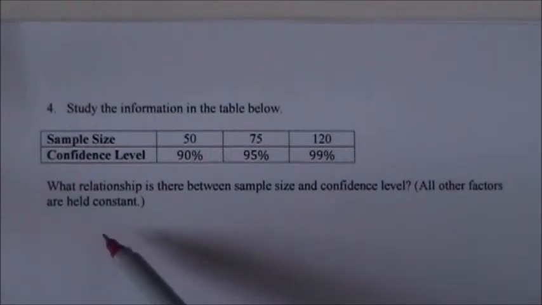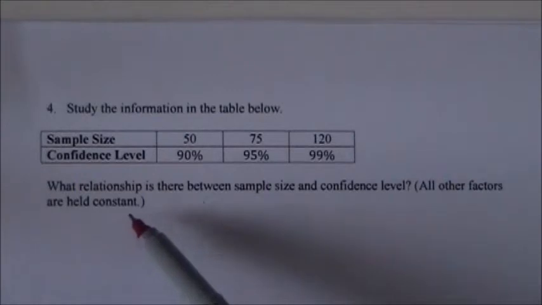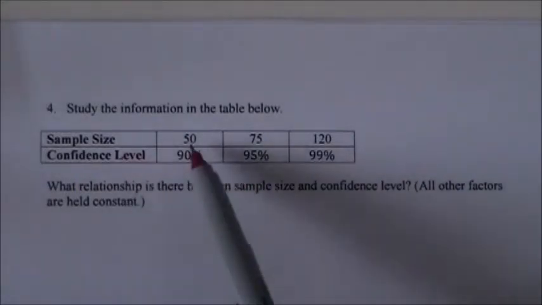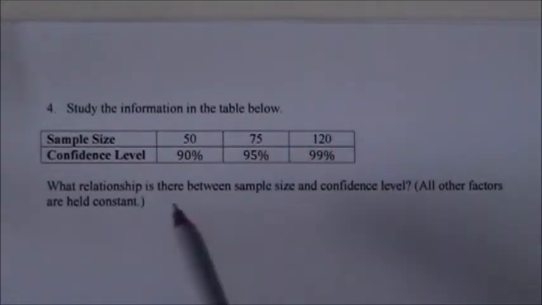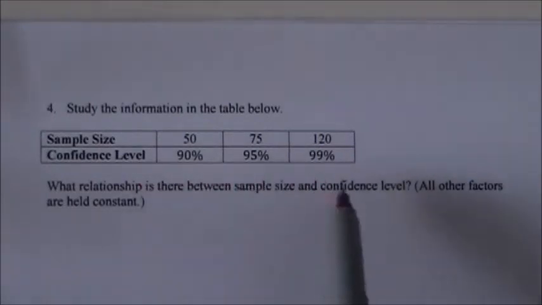What it means by all other factors are held constant is that the mean doesn't change, that our margin of error doesn't change. The only thing that is changing is how many people we are surveying or how many items we are surveying, and the confidence level. So if we look at it, we notice that our sample sizes are going up. Looking at our confidence level, they're going up as well.